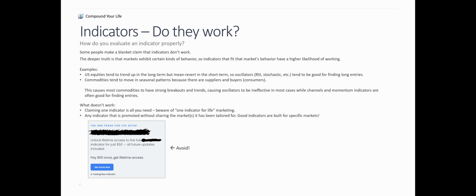And so you'll see a lot of marketing like this where you just buy this indicator. For $50, you get lifetime access. It's the one trade for life. It works on all markets. It's all you ever need, and it's hilarious because it doesn't work. So definitely, definitely avoid any sort of marketing like this.